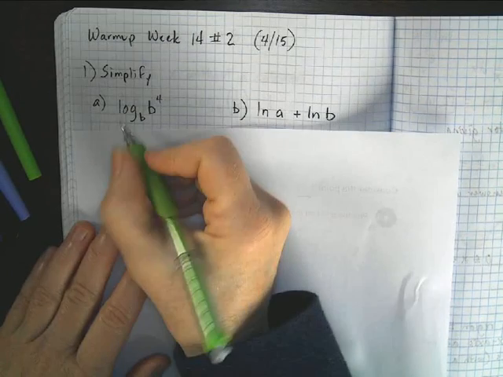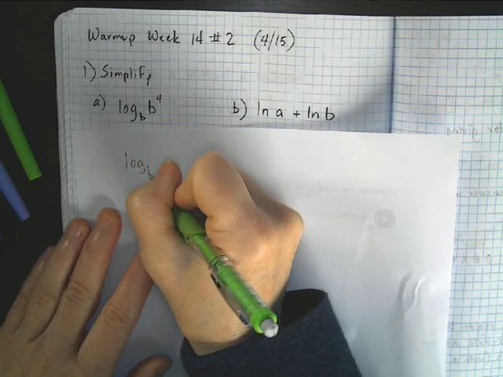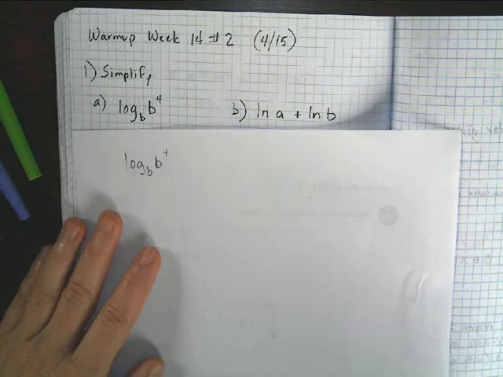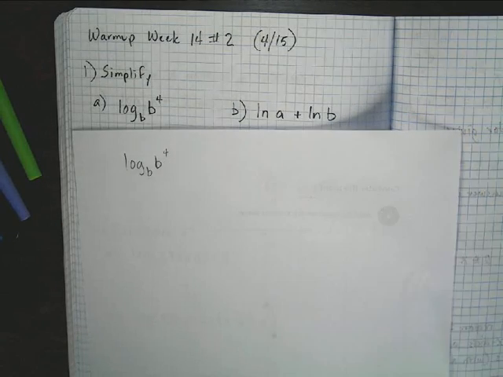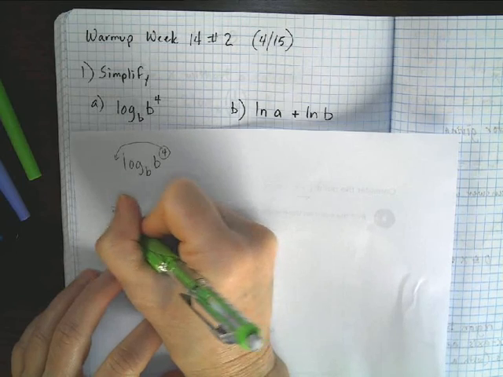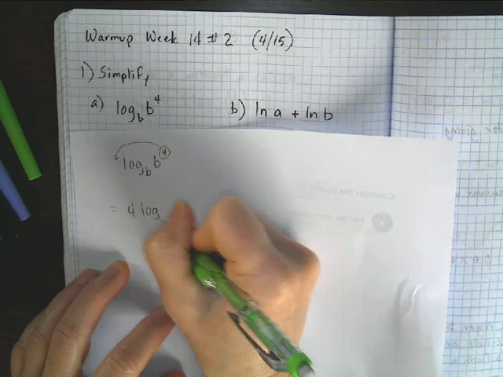Okay, so if I have log base b of b to the fourth, one thing we should remember from our work with logarithms is if we have an exponent, we can move it to the front. So this is going to come here. So this is the same as 4 times log base b of b.